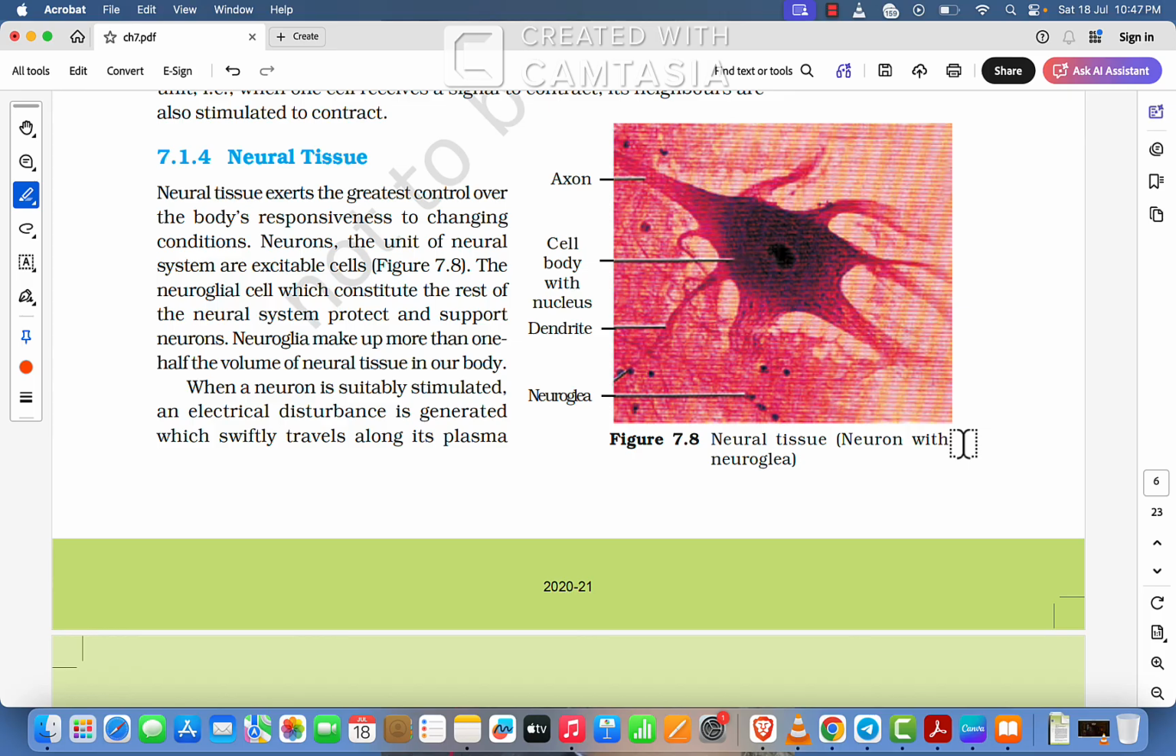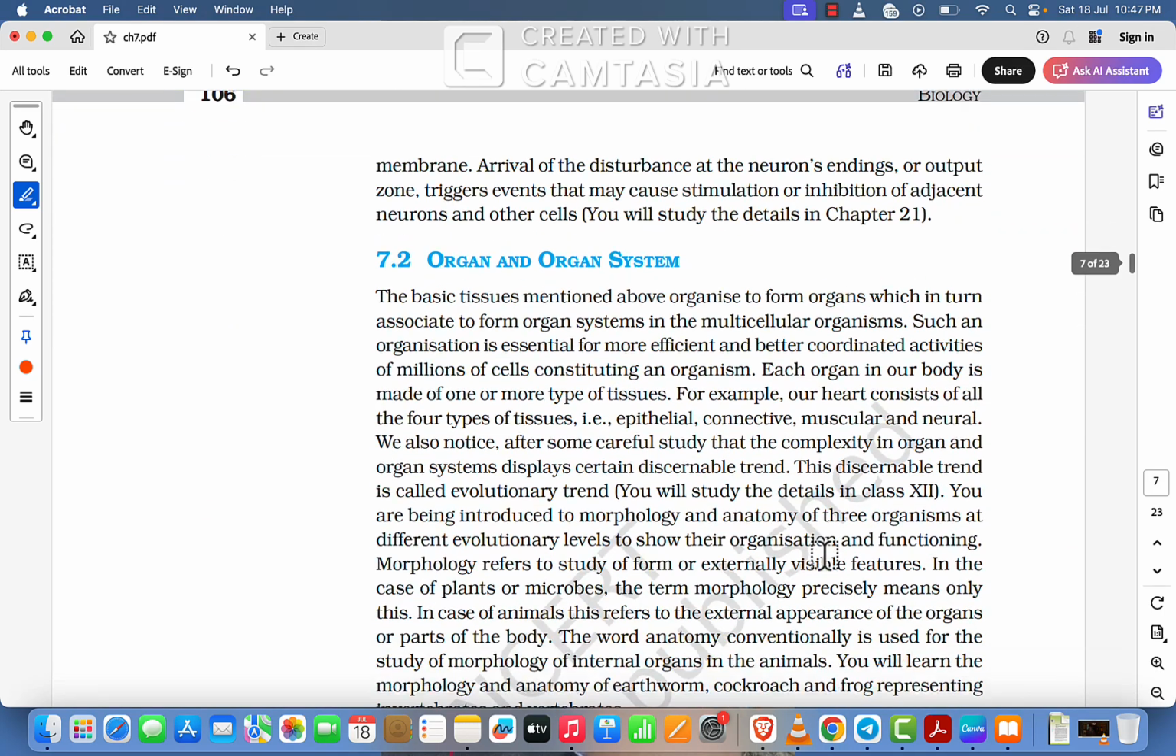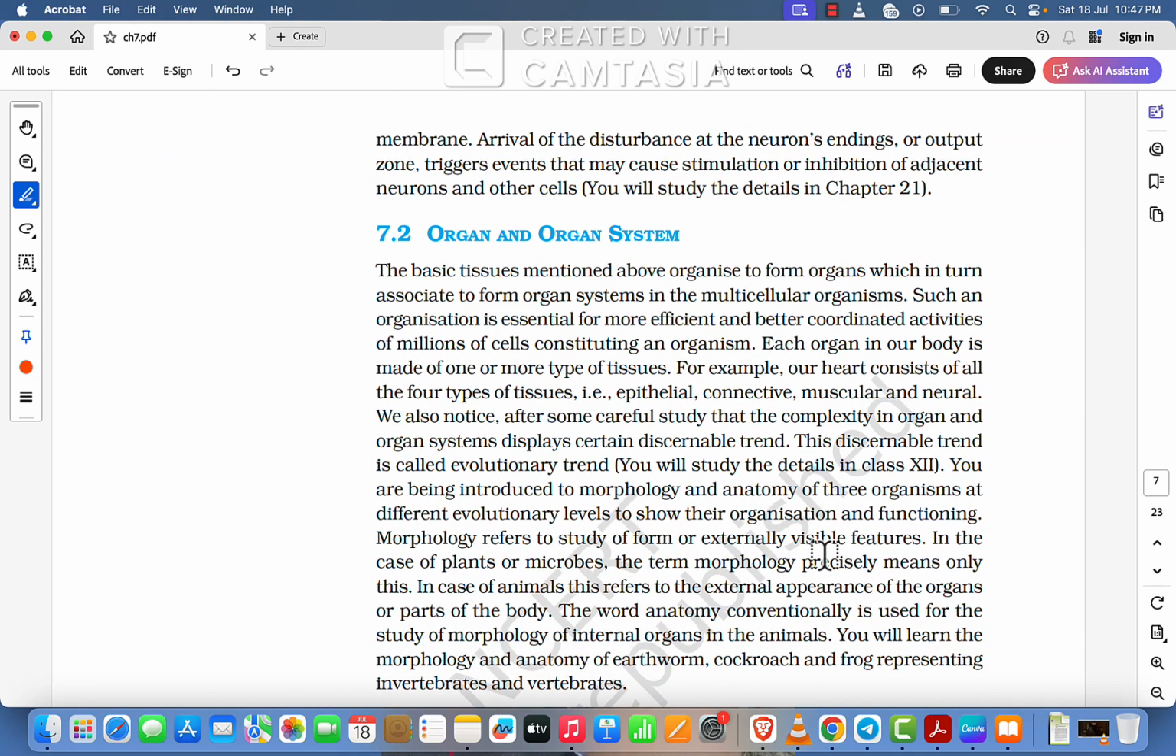When a neuron is suitably stimulated, an electrical disturbance is generated which swiftly travels along its plasma membrane. Arrival of the disturbance at the neuron's ending or output zone triggers events that may cause stimulation or inhibition of adjacent neurons and other cells.